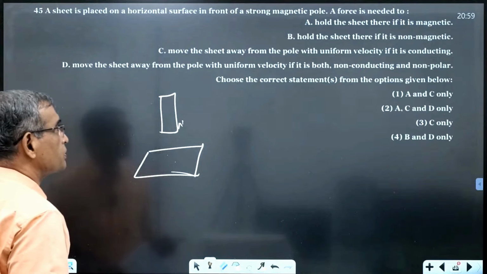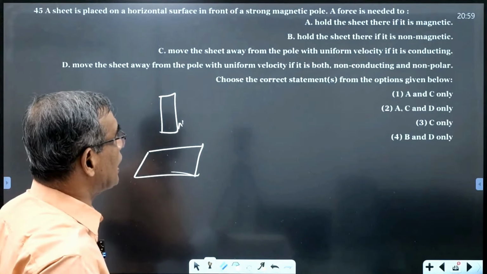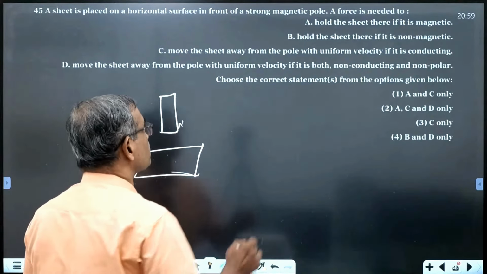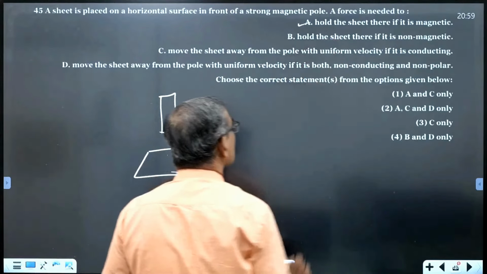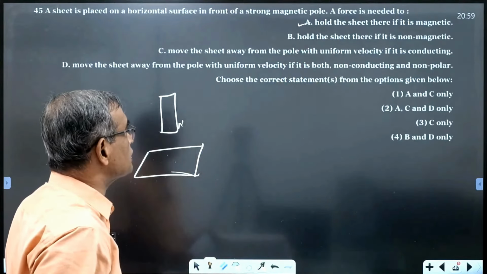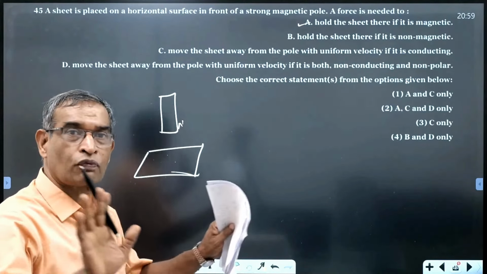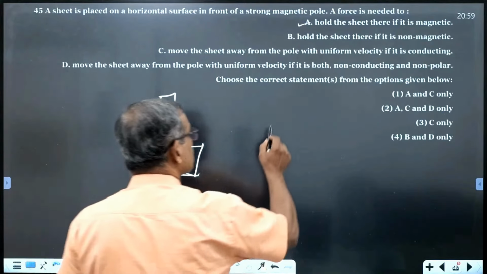Therefore, that option is correct. If you hold the sheet there and it is magnetic, that option is correct. If the sheet is non-magnetic, no force is required to hold it there. This option is not valid.